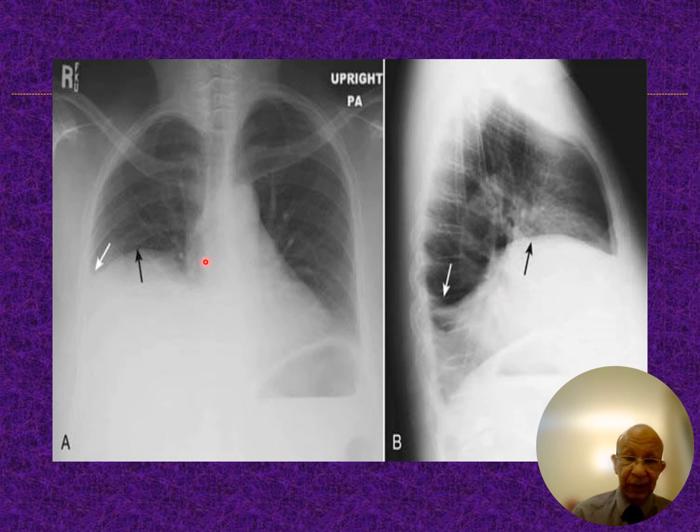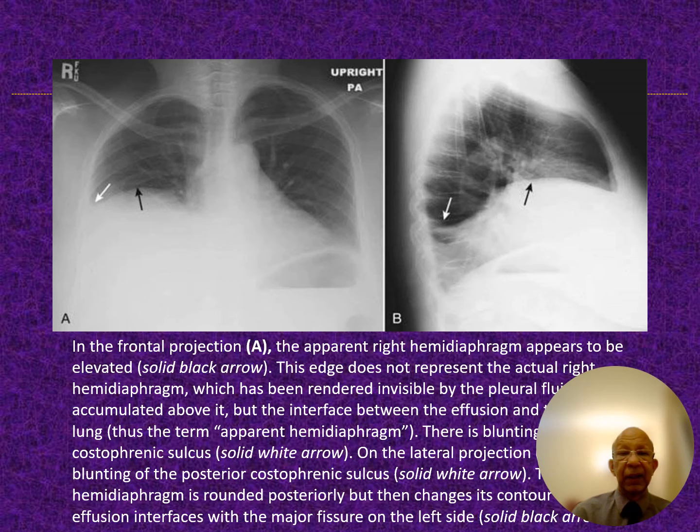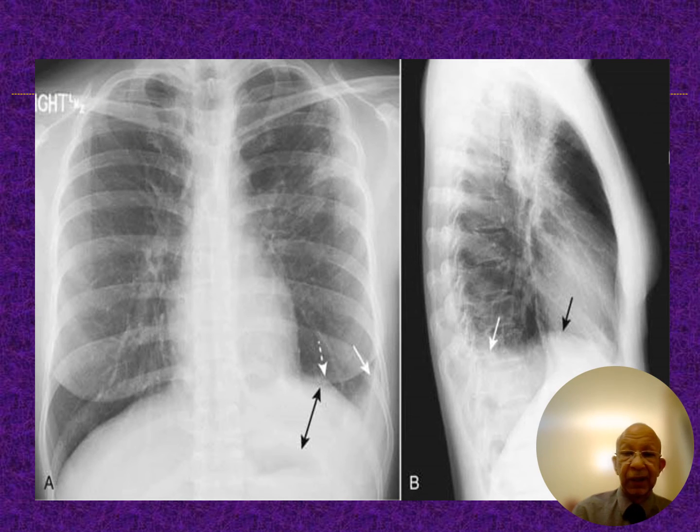So this is not the right hemidiaphragm. That's actually the hemidiaphragm. This is a subpulmonic effusion. Okay, and there is also blunting of the costophrenic angle, the lateral one and the posterior one, and this is all from a pleural effusion. This also happened on the left side here.